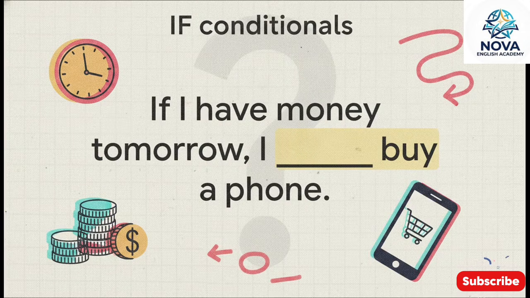Okay, time for a quick challenge. Let's test your understanding right on the spot. Look at this sentence. If I have enough money tomorrow, I blank buy a new phone. Which word correctly fills in that blank? Is it A, would, B, will, or C, would have? Take just a second. Think about the condition. It's about tomorrow, and having money is a real possibility.